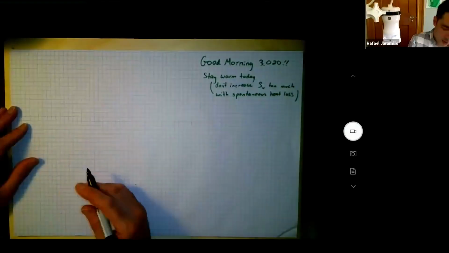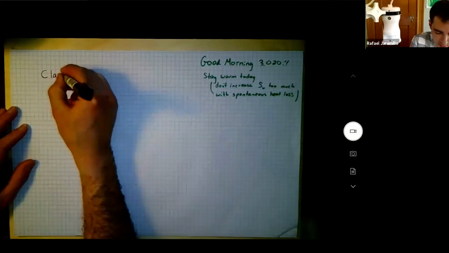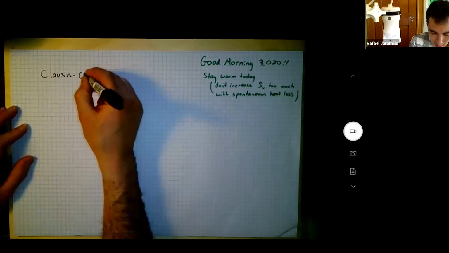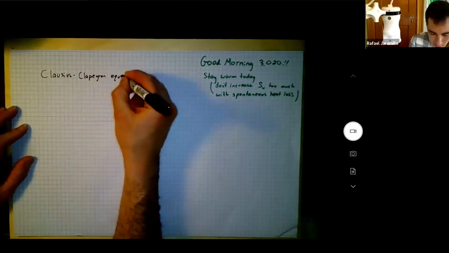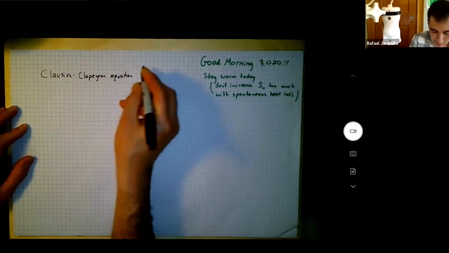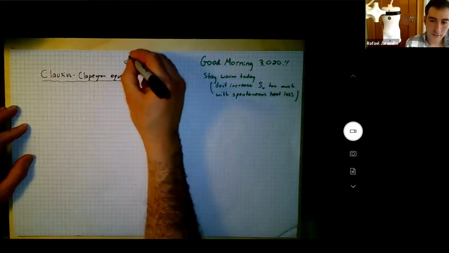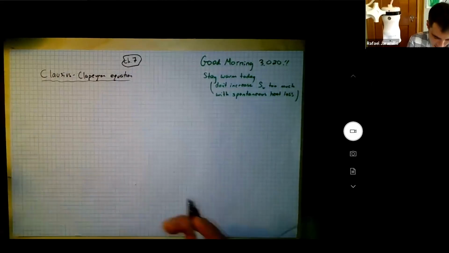Okay, so we are going to spend today mostly on the Clausius-Clapeyron equation. And remember, we're still in chapter 7 of the text. Okay, good. So what is the CC equation? The CC equation is the following.